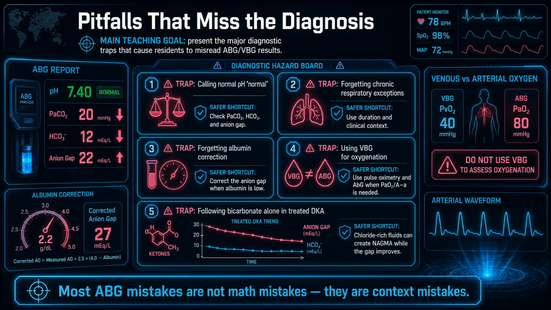Most blood gas mistakes are not math mistakes. They are context mistakes. Do not call a normal pH normal until you check carbon dioxide, bicarbonate, and the anion gap. Do not forget chronic respiratory exceptions. Do not skip albumin correction when the albumin is low. Do not use a venous gas to answer an arterial oxygenation question. And during treatment of diabetic ketoacidosis, do not follow bicarbonate alone, because chloride-rich fluids can create a normal gap acidosis even while the anion gap improves.